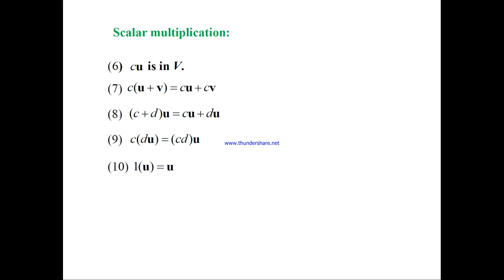I hope all those 10 properties which we have defined earlier in vectors should be followed by these 3 vectors u, v and w which are present in V. And if these axioms are followed by this u, v and w, then we can say V is a vector space. Okay, so this is the definition of vector space.